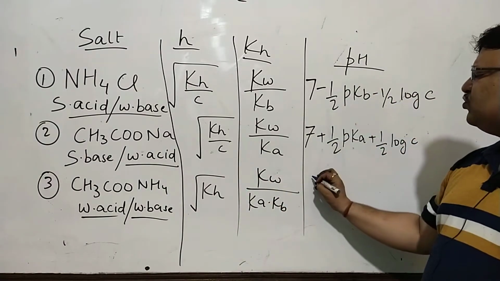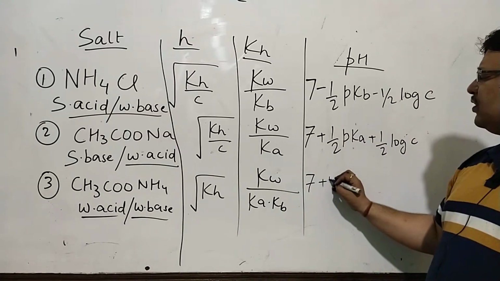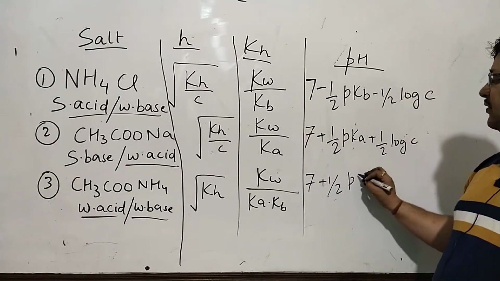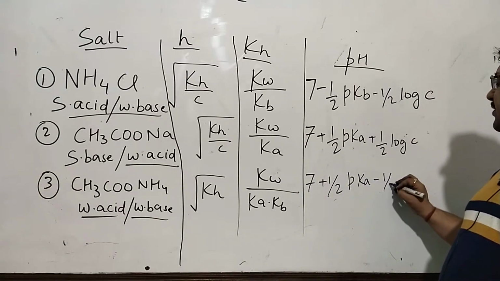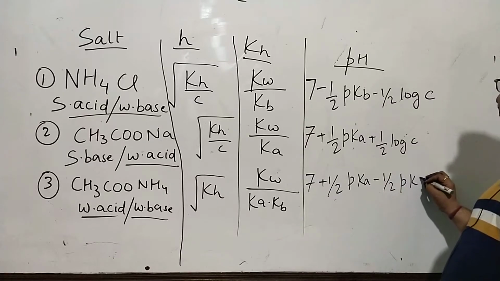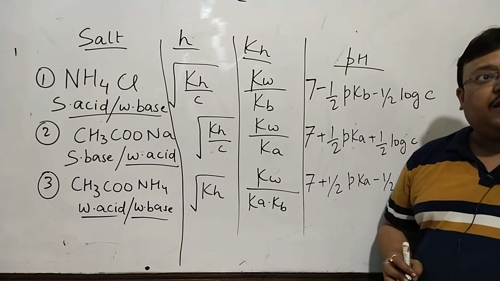And if you recall these two, you will want to remember this as well: pH is 7 plus half pKa minus half pKb.